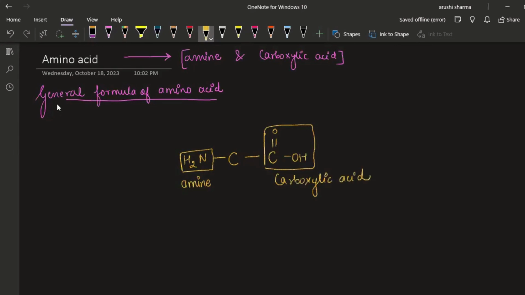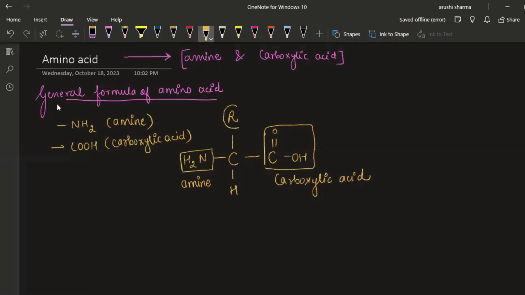Amino acid, because amine is there, and the carboxylic acid group is also there, right? So H2N stands for amine, NH2, that is the amine group. COOH, that is the carboxylic acid group. Fine. Yes. And then this carbon is connected to R.